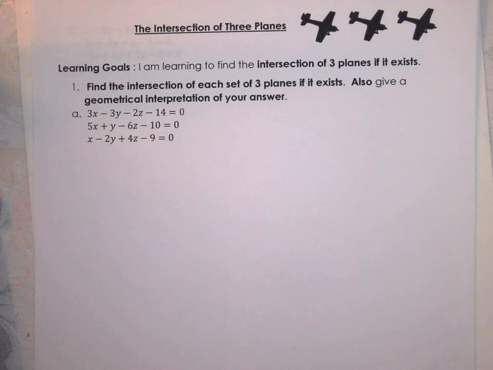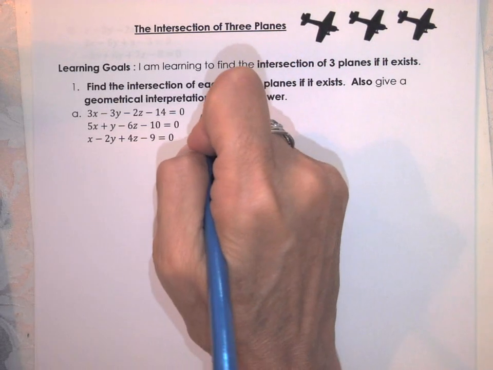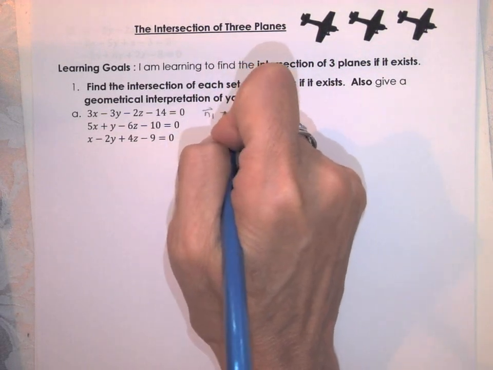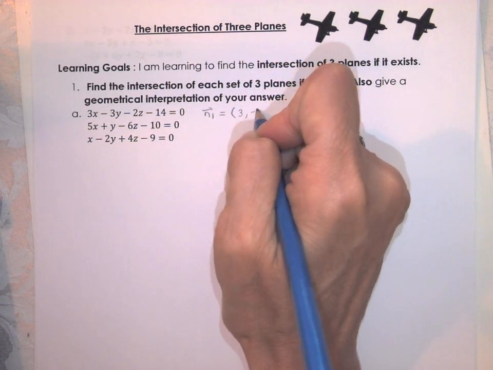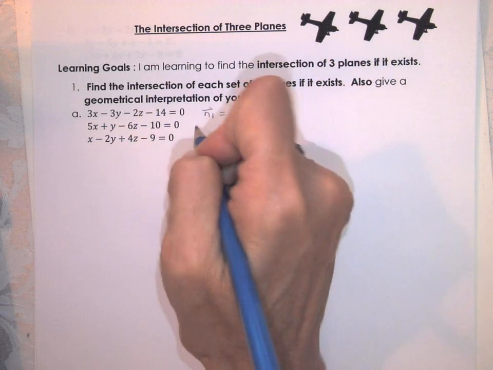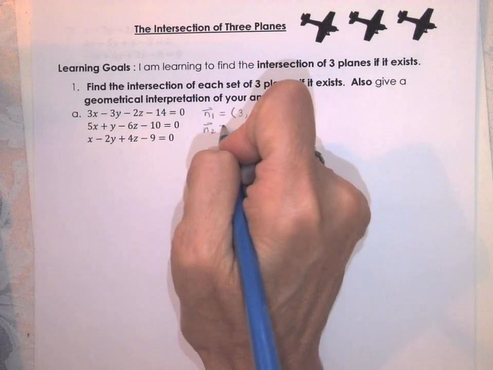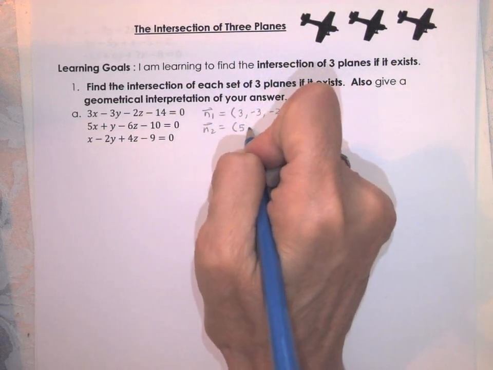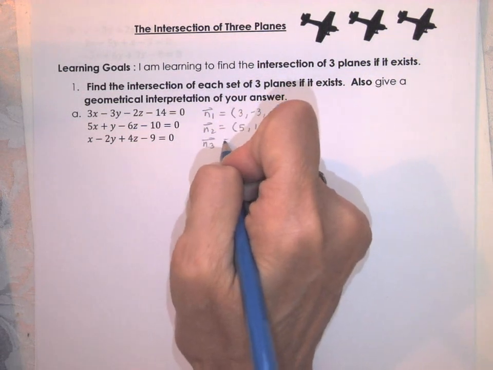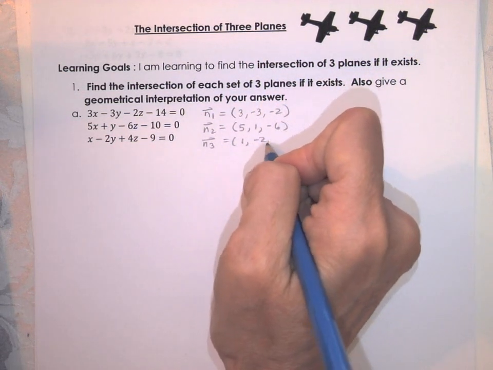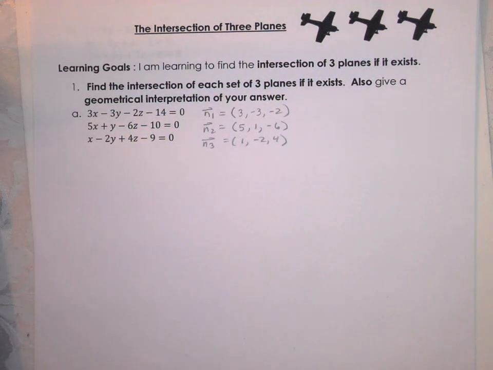So as soon as you get a question like this, the first thing you're going to do is analyze the normals so that you can predict what your solution may be, or if there's no solution and no need to use a matrix. So I'm looking at my three normals and I don't see any scalar multiples.